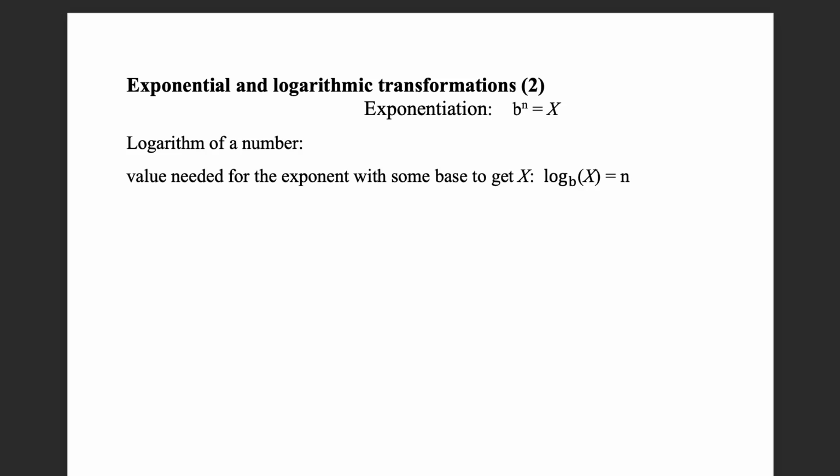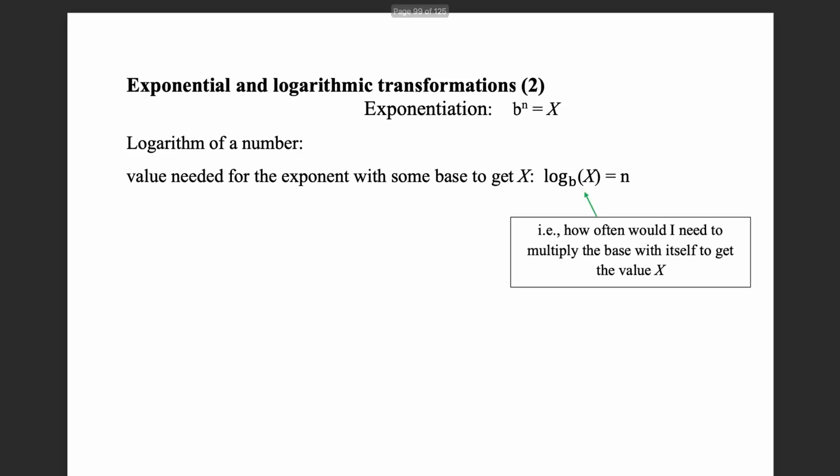In other words, the logarithm tells you, to what power would I need to raise b in order to get some value x? That's what the basic logarithmic function gives you. So in other words, how often would I need to multiply the base with itself to get to some value x? Again, the best way to understand it is probably to look at a couple of examples.